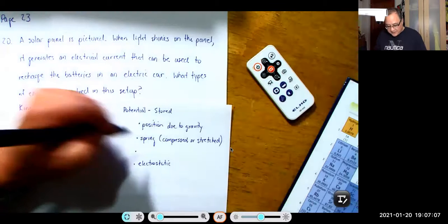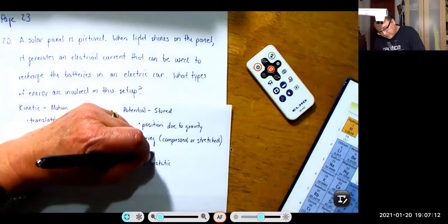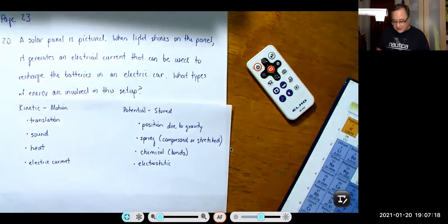And then there's one more type of potential, and it's chemical potential. And this is due to the bonds in a compound. So for instance, there's something called TNT, which is an explosive. It has chemical potential. There's something called dynamite, which is explosive also. It has chemical potential. There's something that you may have heard about in a biology class called ATP, adenosine triphosphate. It's called the energy molecule of biology because it has chemical potential and it's stored energy.